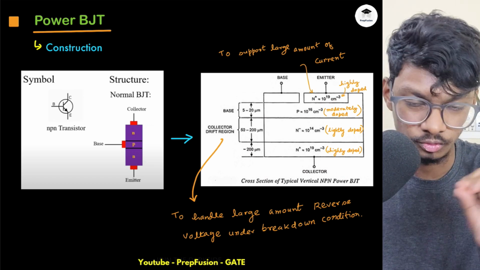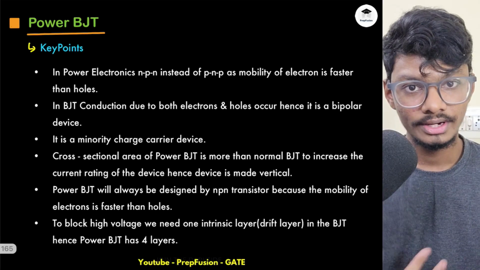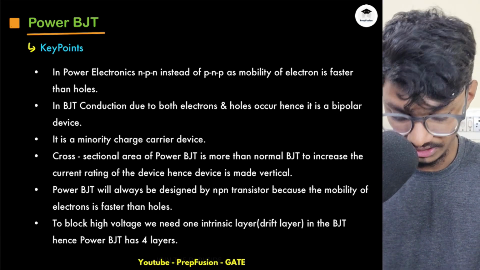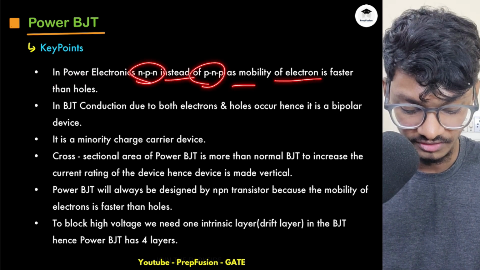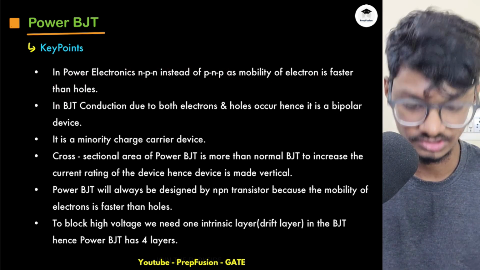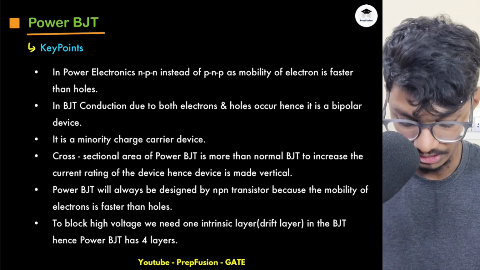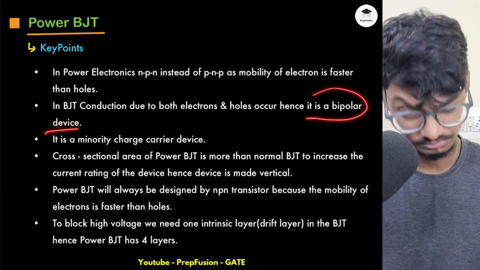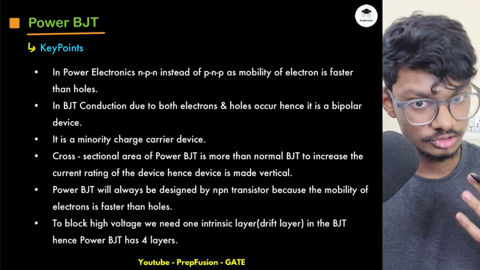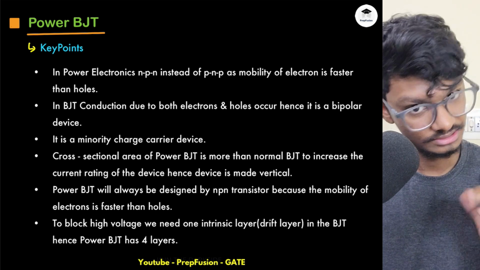Okay, we'll just go through a bit about this. So let's read a few key points. What are the key points? In power electronics, we use NPN instead of PNP as the mobility of electrons is faster than holes. So that's the reason to use NPN, not PNP. In BJT, conduction due to both electrons and holes occurs. Hence it is called a bipolar device. It can also block voltage in both directions. That is also another reason.